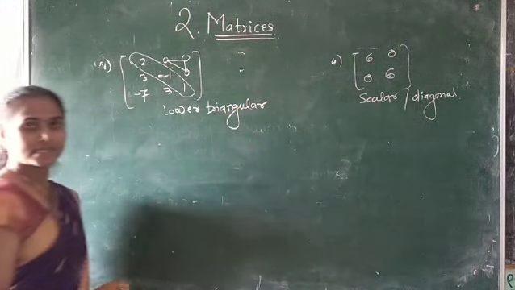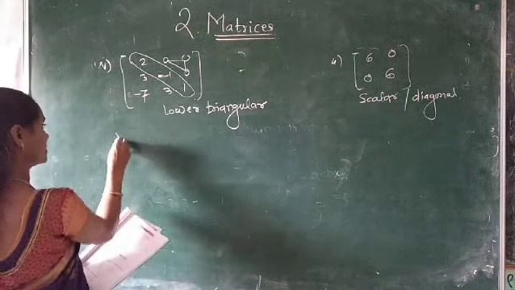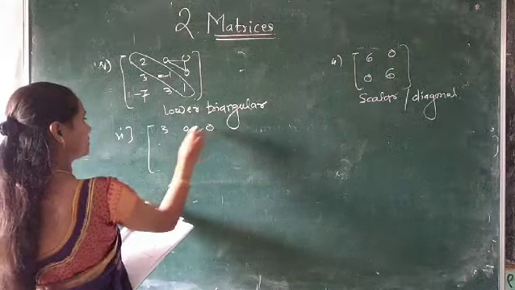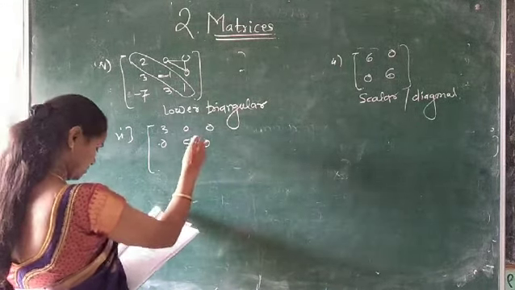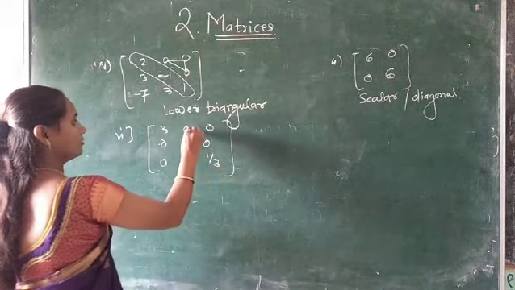Then the matrix is said to be a lower triangular matrix. Now next one, sixth one: 3, 0, 0, 0, 5, 0 and 0, 0, 1 upon 3. So, again look at this.